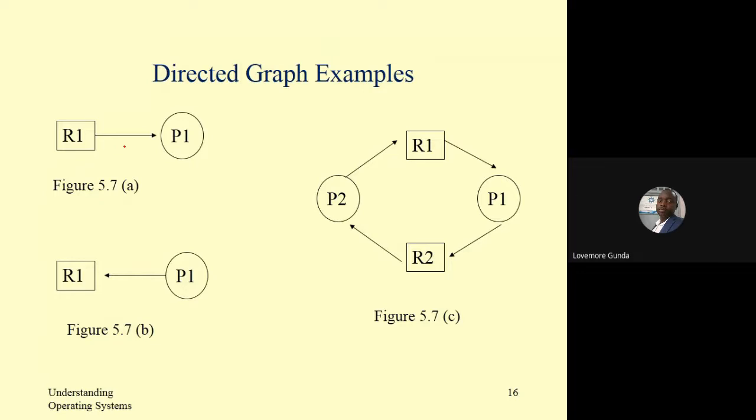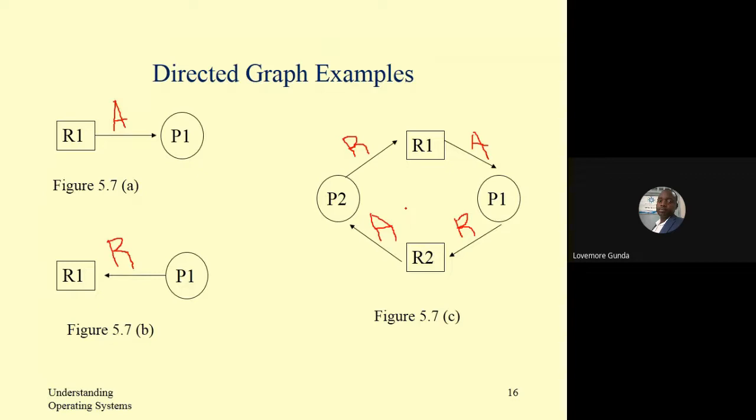In figure A, resource 1 has been allocated to process number 1. In figure B, process number 1 is requesting resource number 1. So there is allocation here, there is a request in this case. So we are making reference to the process, right? So what happens? So it means resource 1 has been allocated to process number 1. Process number 1 is requesting resource number 2. Resource number 2 has been allocated to process number 2, and process number 2 is requesting resource number 1.